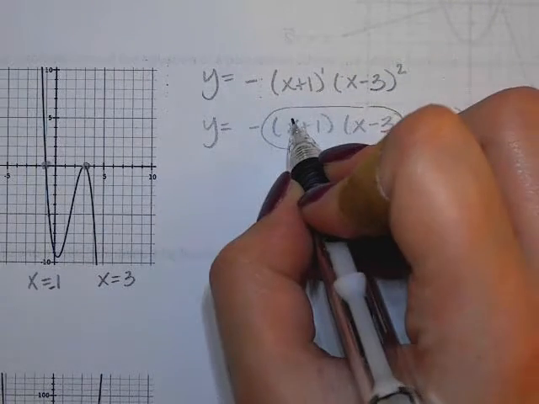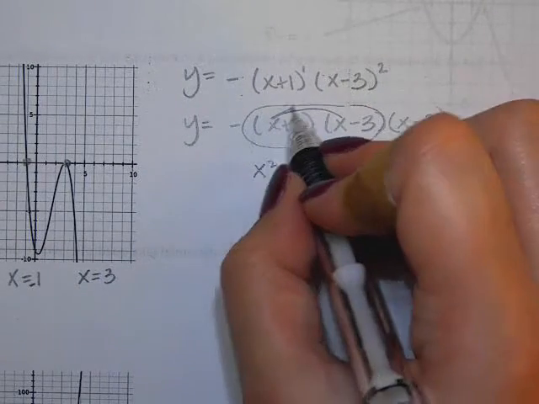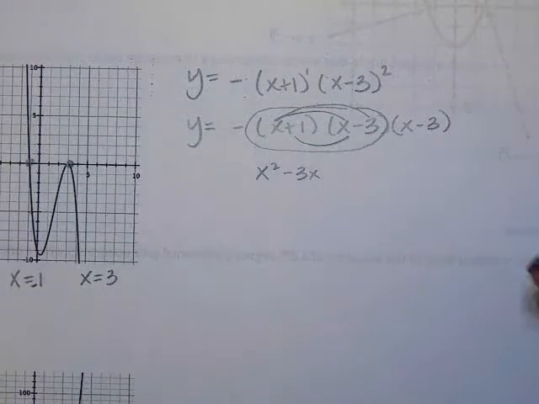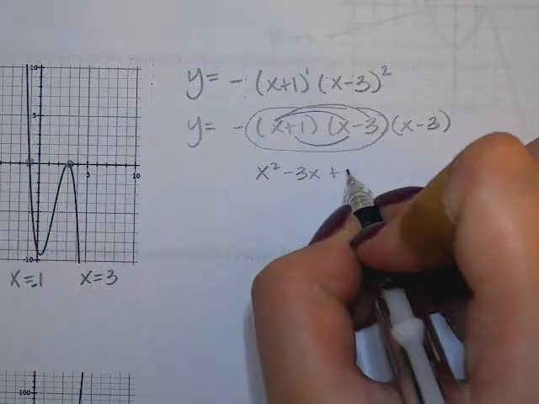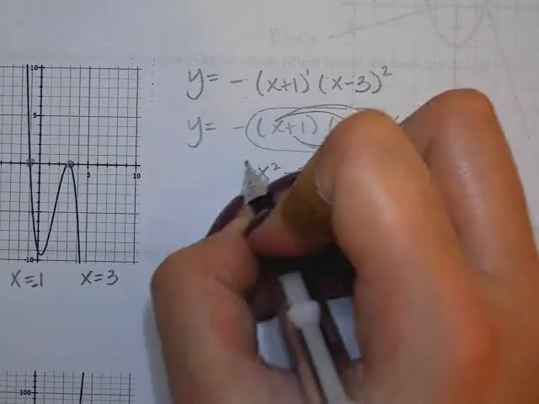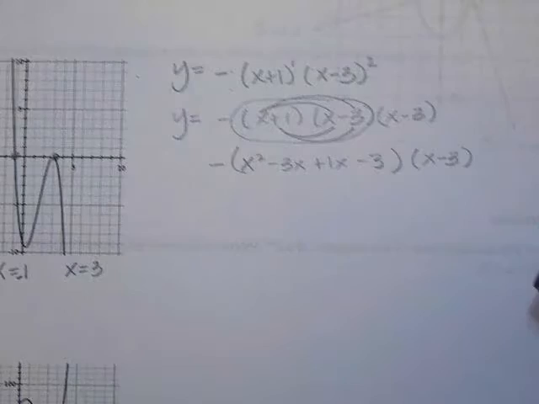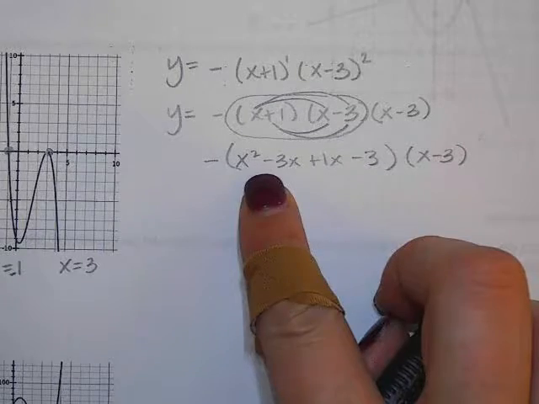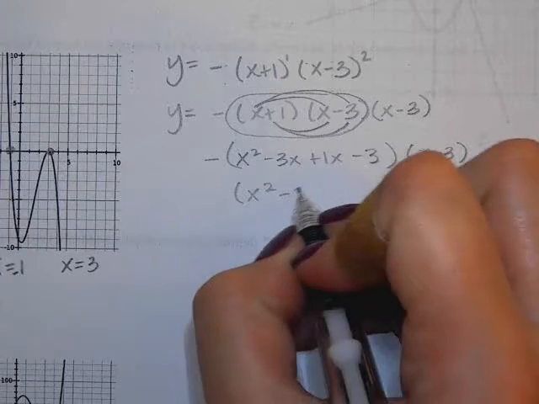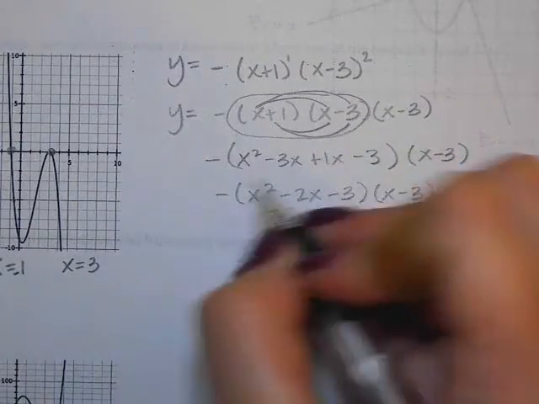So I have first times first, x squared. Then I have the outside. Then I have the inside. Then I have the last, minus 3, okay? And then I'm going to put the negative in the front, put the x minus 3 on the end. Okay, if I combine like terms, what do I have? Okay.